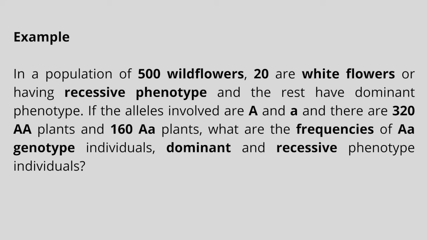Example 1. In a population of 500 wildflowers, 20 are white flowers having the recessive phenotype and the rest have the dominant phenotype. If the alleles involved are dominant A and recessive a, and there are 320 homozygous dominant plants and 160 heterozygous plants, what are the frequencies of the heterozygous genotype, and of dominant and recessive phenotype individuals? For this type of question, we can use the gene pool method and the Hardy Weinberg equation.